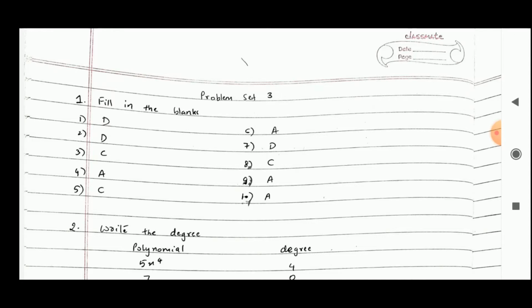Now, second one, what is the degree of the polynomial? Root 7. Root 7 is a constant polynomial and the degree of a constant polynomial is 0. What is the degree of the 0 polynomial? 0 polynomial means only 0 is there in that polynomial. So, the degree of the 0 polynomial is not defined.